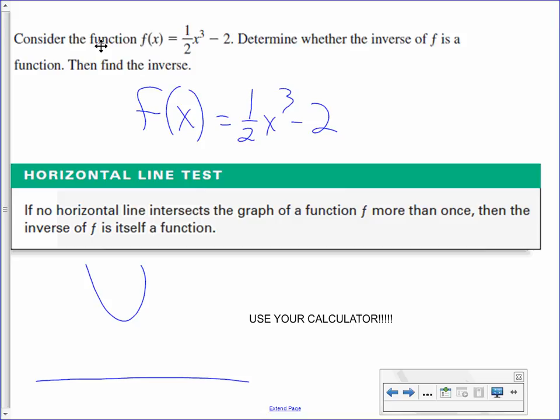So all you have to be able to do is use your calculator. And if you look at your calculator and you enter in the function itself, you can tell right away if it's going to pass that horizontal line test. If it passes the horizontal line test, the inverse of this will also be a function. So let's go to this function here. f of x is 1/2 x cubed minus 2.